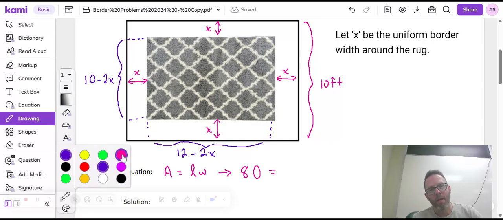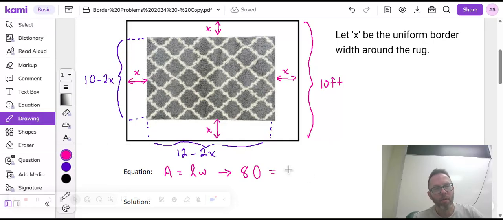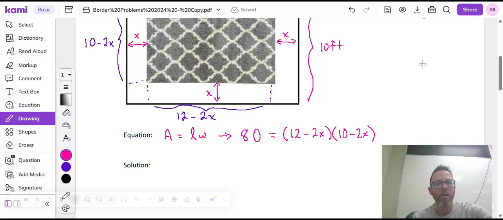And so we have an equation that represents the area of the rug. So the length is 12 minus 2x, and the width is 10 minus 2x. And if we could figure out what x is, then we would have the border, the dimensions of the rug that I need to go by. So what we've done here, we've set up an equation, and then you guys from yesterday have the skills to solve. We're going to solve that by factoring.